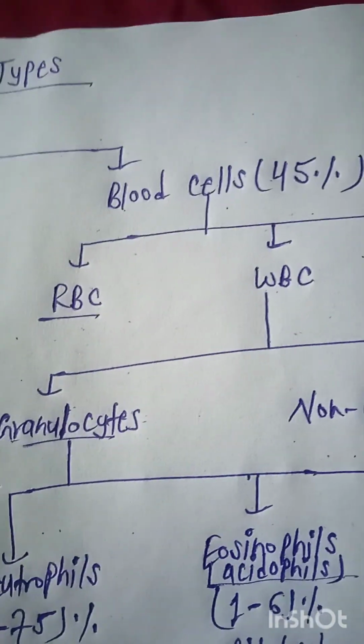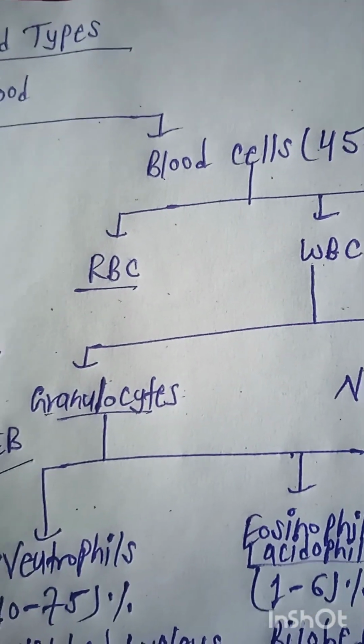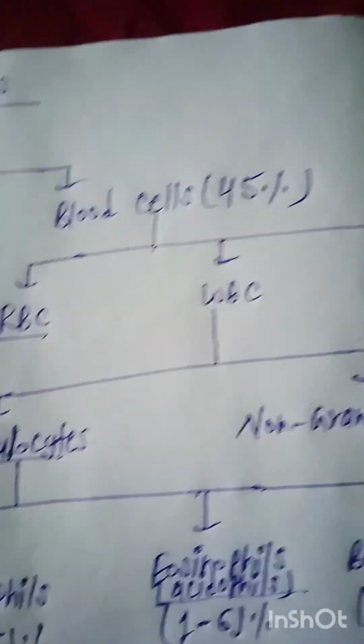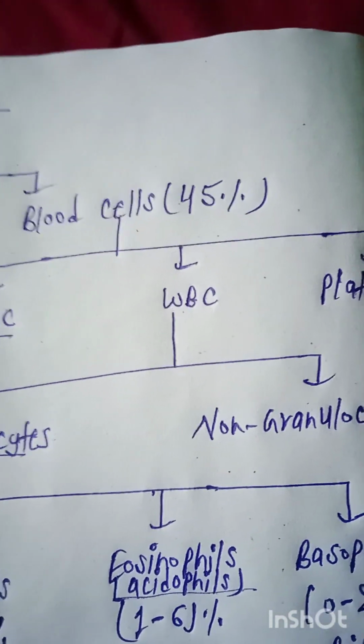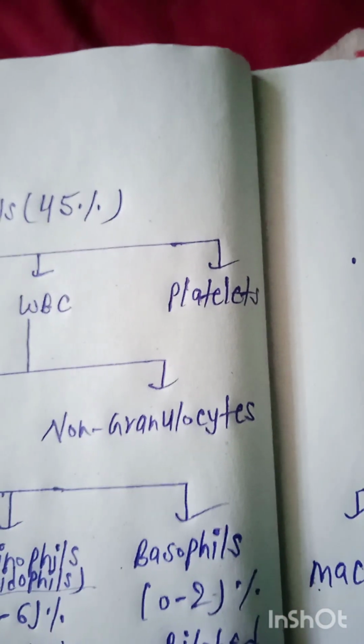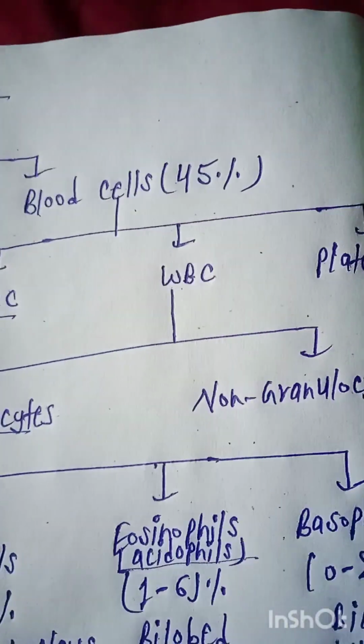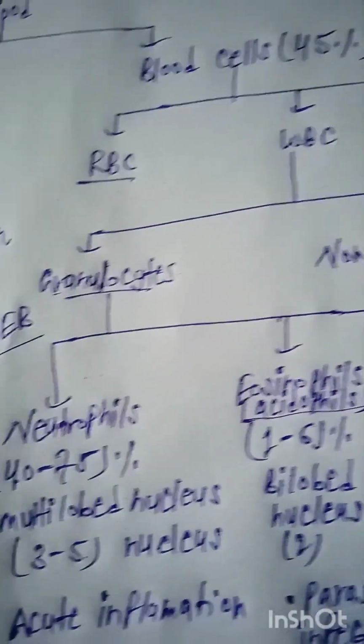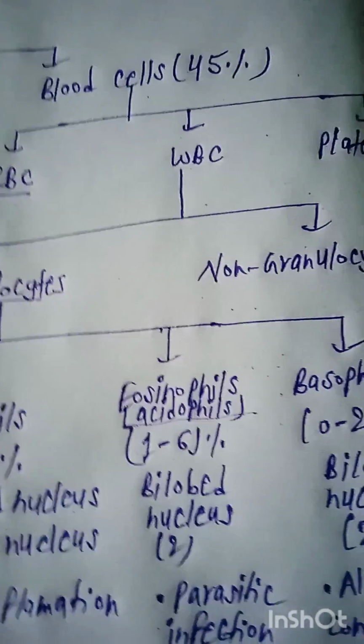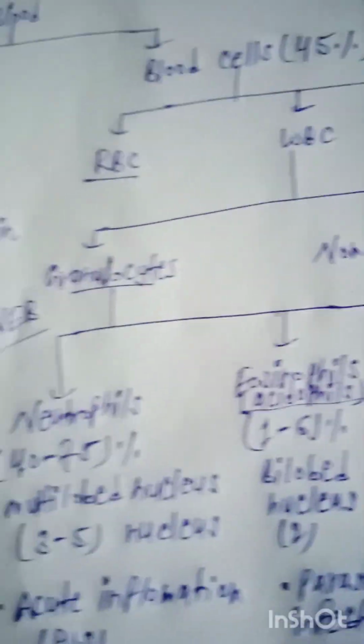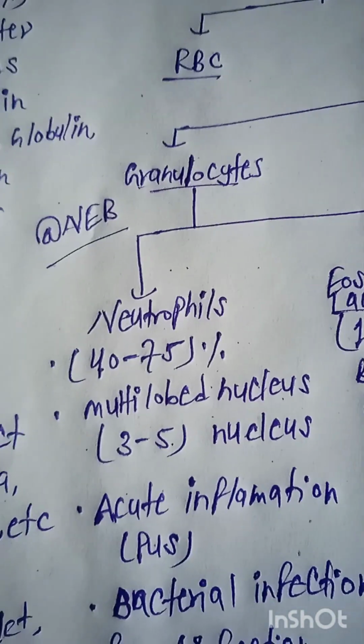Then blood cells can be further classified into RBC, which is called the erythrocyte, WBC, which is called the leukocyte, and platelets, which are called thrombocytes. The WBC is further classified into granulocytes and non-granulocytes. Granulocytes are further classified into three types.